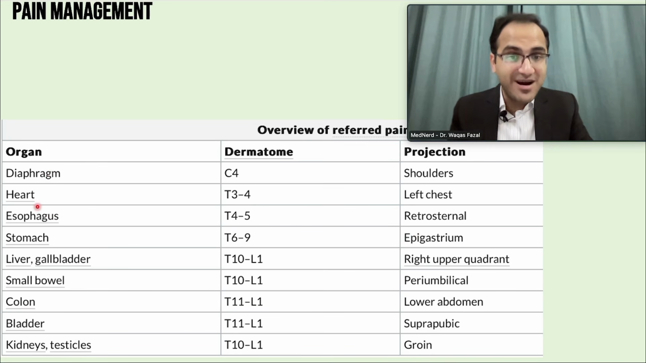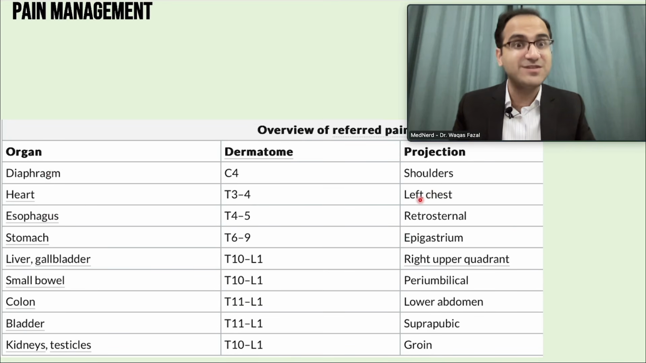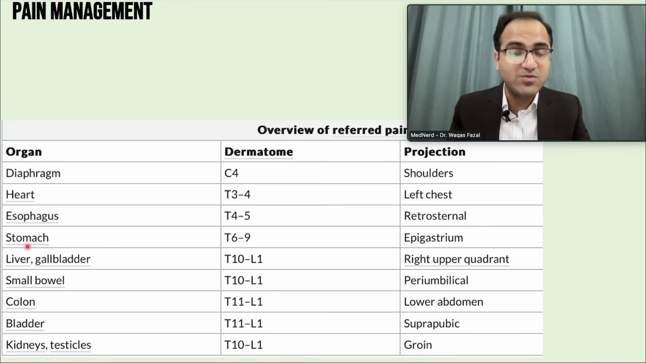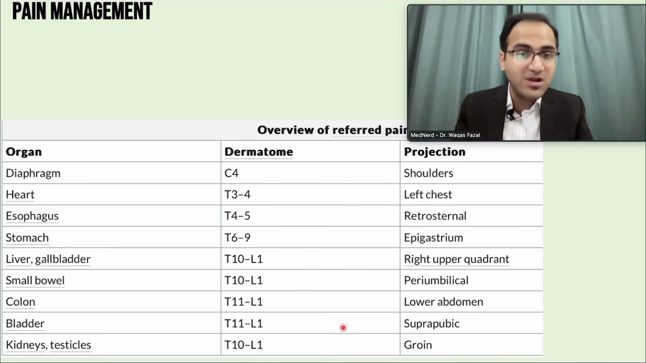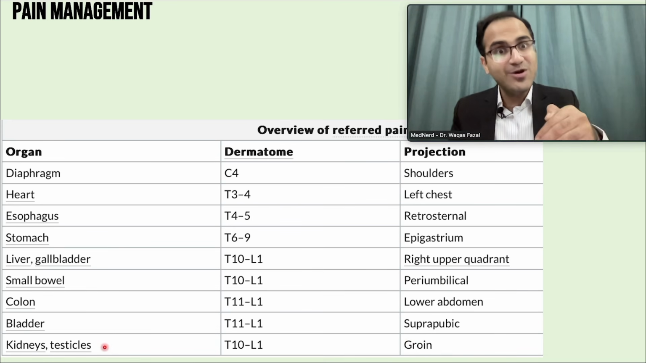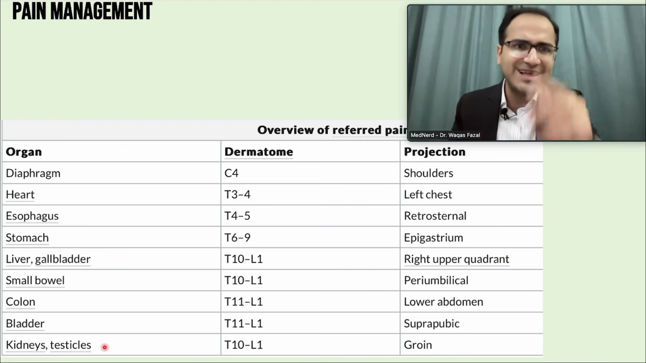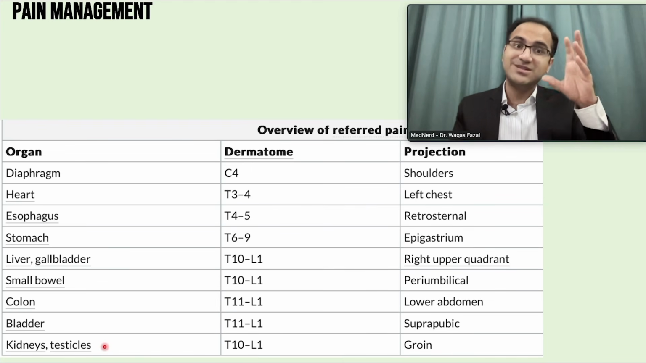The problem will be in the heart and the patient will have pain in the left side of the chest. If the problem is in the esophagus, the patient will have retrosternal chest pain. If the patient has a problem with the stomach, the pain will be in the epigastrium. A problem in the liver and gallbladder will cause referred pain in the right upper quadrant. Small bowel causes periumbilical pain, colon causes lower abdominal pain, bladder causes suprapubic pain, and kidneys and testicles cause pain in the groin. Especially in kidney stone patients, they get the referred pain to the groin. The stone is not doing anything in the groin, but the pain is coming to the groin. That is the referred pain.